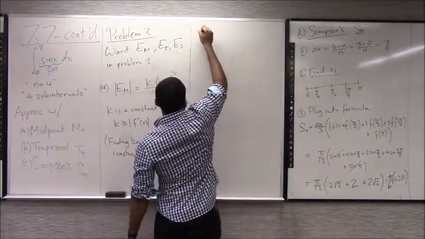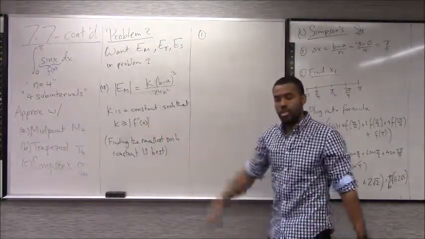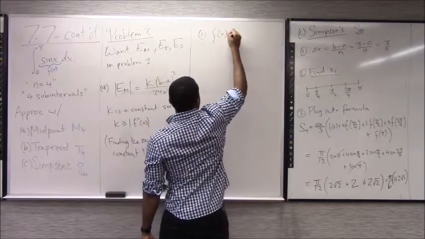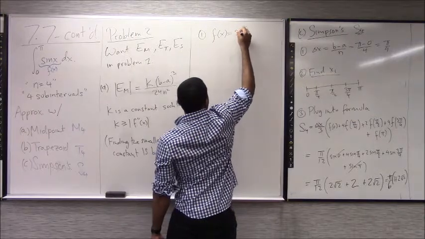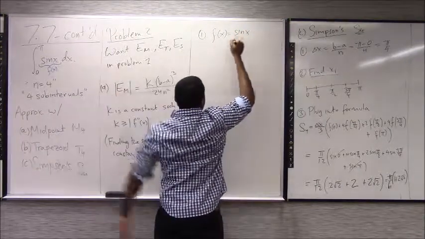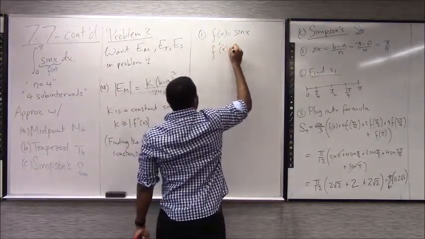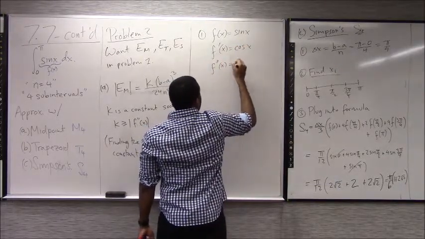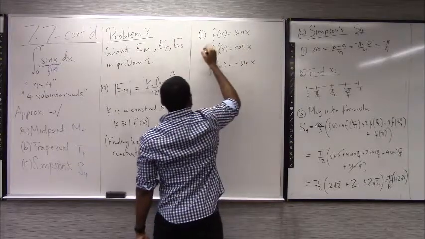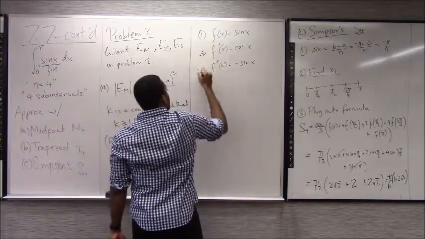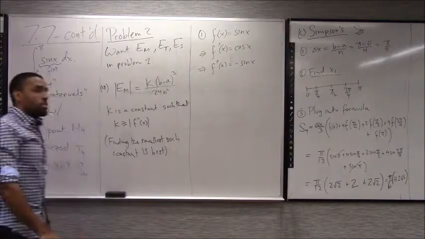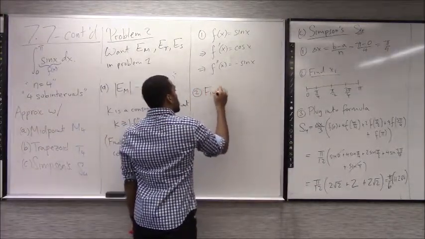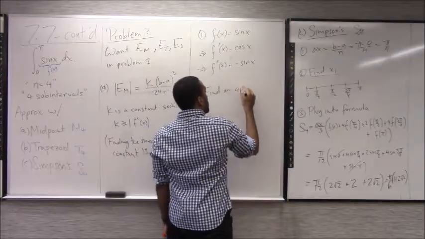So when you're finding error, step 1 would be to, of course, find the second derivative, because we're going to use it. So our f of x is sine x, that was our original function, which means f prime is going to be cosine x, so that f double prime would again be sine x. So that's the first step that you do here. Second step, to find an appropriate k.